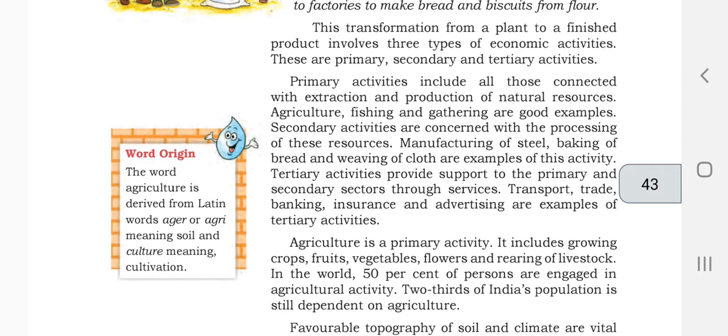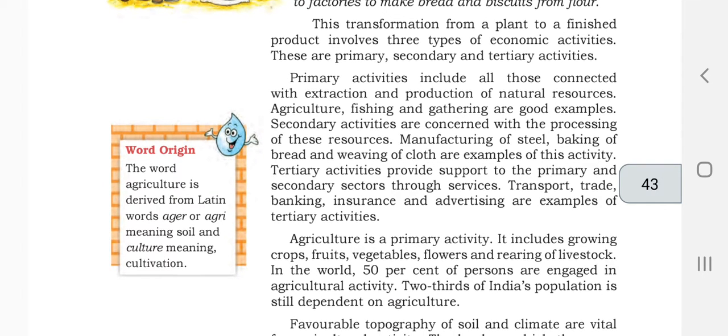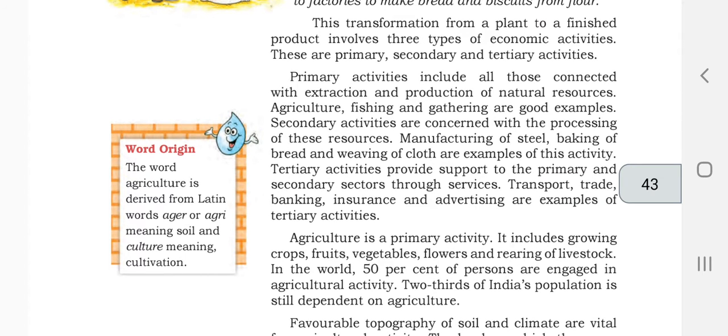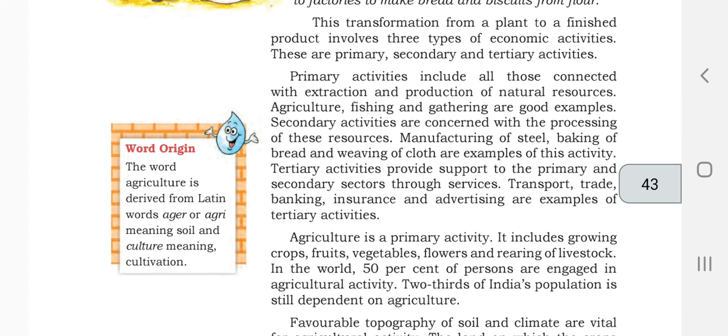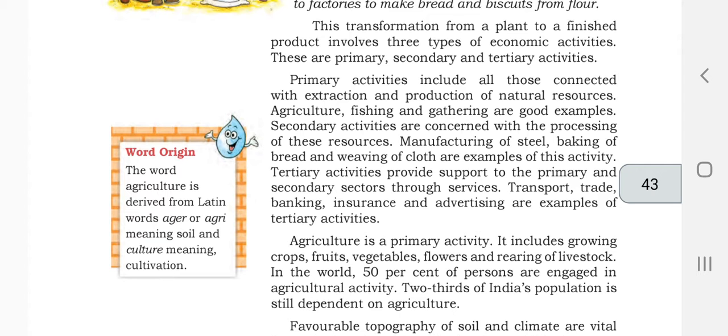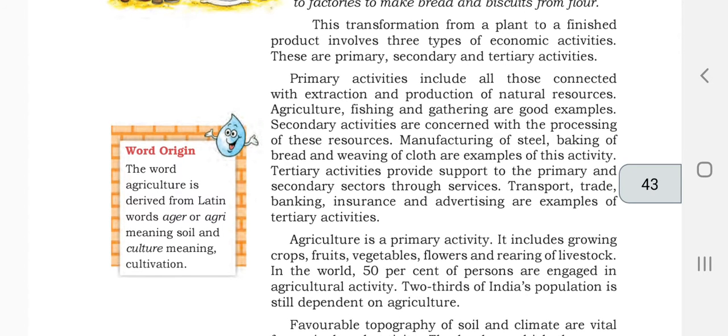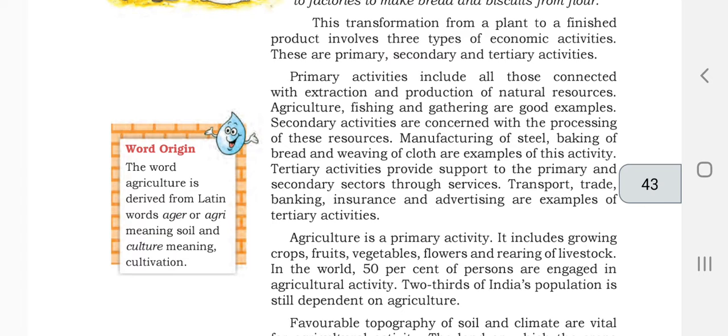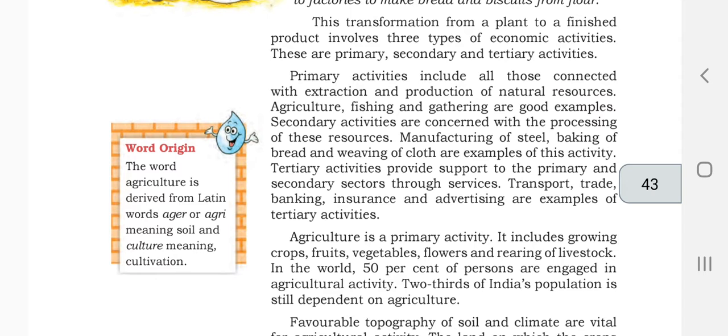That means extracting things from nature, far from the finished product, in its original form. So agriculture, fishing and gathering are good examples of the primary level. Agriculture, fishing, and gathering are all processes of the primary level.